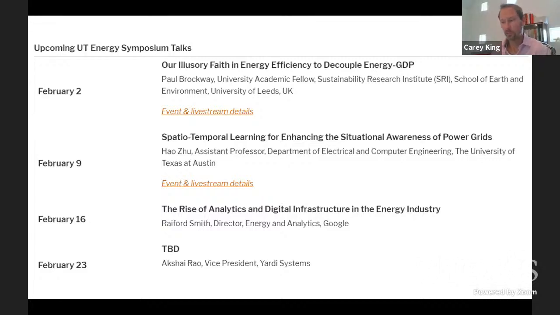The two talks after that will be talks from the private sector, Rayford Smith from Google and Akshay Roy from Yardi Systems, who work on building system management.